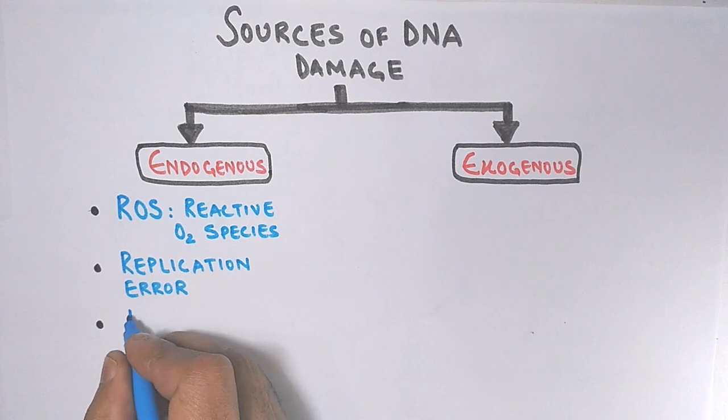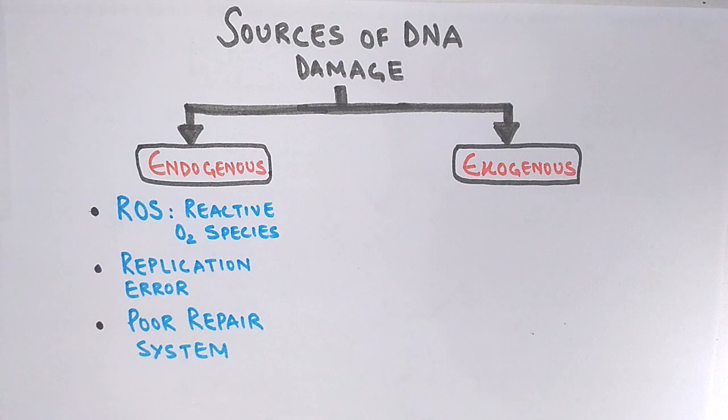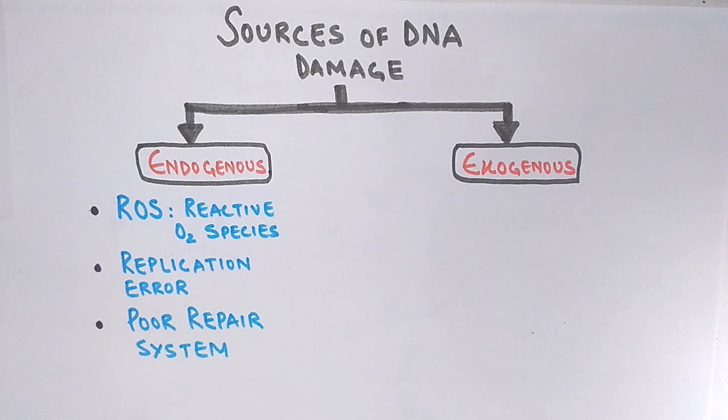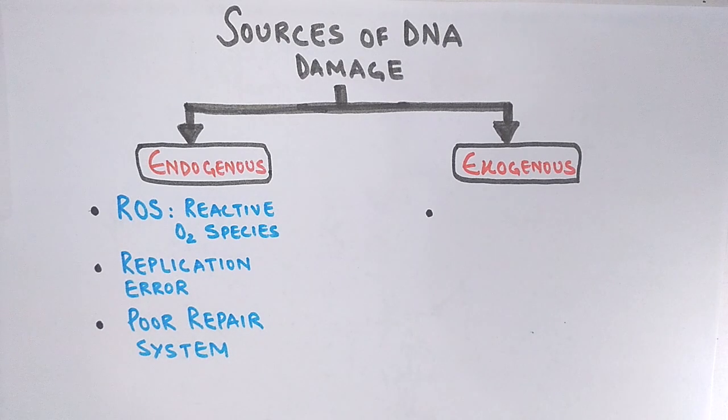Third one is a poor repair system. We know we have an inbuilt repair system for DNA damage within our cell, and when this repair system is too poor to work properly, we are left with damaged DNA. The damaged DNA is not able to get repaired again and again because there is a poor repair system present within the cell. Now let's look at exogenous sources.